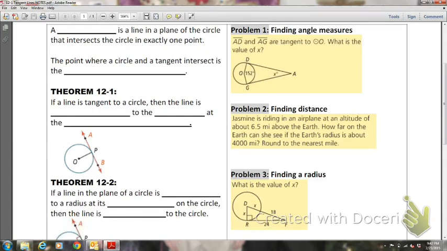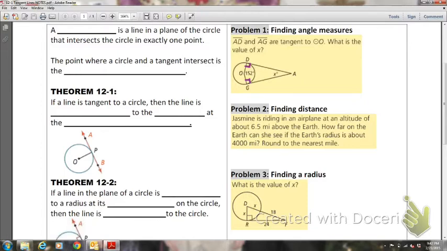In the first problem, we're finding angle measures. It tells us that segment AD and segment AG are tangent to circle O. And I want you to find the value of x. So what does that tell you? The first theorem in this lesson says if a line is tangent to a circle, then the line is perpendicular to the radius at the point of tangency. So that means that there's a right angle at point D, and there's a right angle over at point G, those two points of tangency.